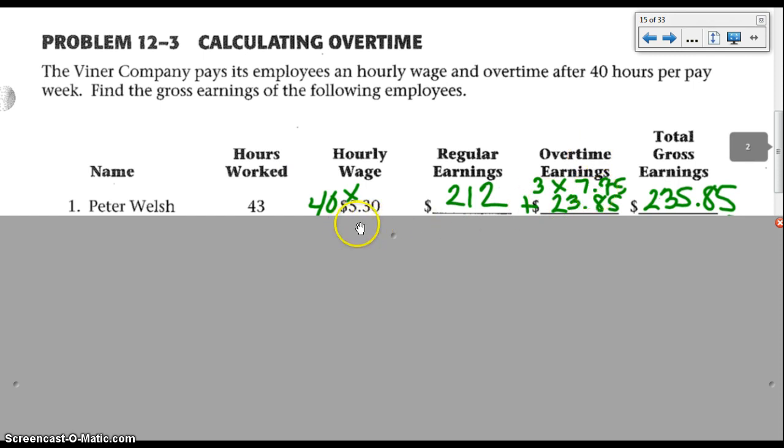Then we have to figure out his overtime earnings. To figure out what he's making in overtime, we take $5.30 and multiply by 1.5, and you're going to get $7.95 per hour for overtime. He's worked 43 hours, so he's got 3 hours of overtime. We'll multiply 3 times $7.95 to get $23.85. Then we take his regular earnings and add his overtime earnings to get his total gross earnings of $235.85. Go ahead again, pause the video if you need to, and calculate the rest of the answers for this demo problem.